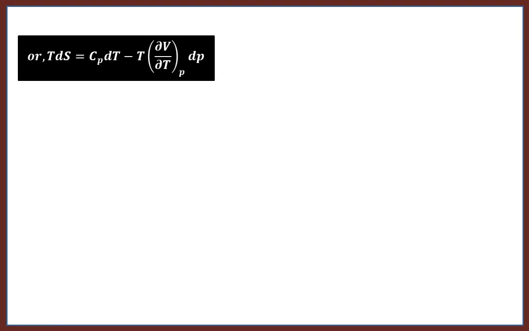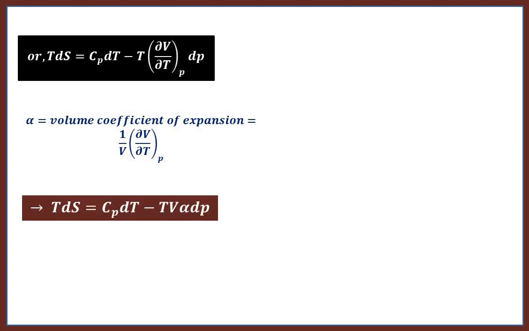Now like the previous case we can represent it in a different form. Volume coefficient of expansion is given by 1/V (del V/del T)_P. We can utilize this and we can write TdS equal to Cp dT minus TV alpha dP. This is another form of the second TdS equation. So if someone will ask you what is the second TdS equation, you have to write this equation only. You cannot write this equation. So this is the actual form of the second TdS equation.